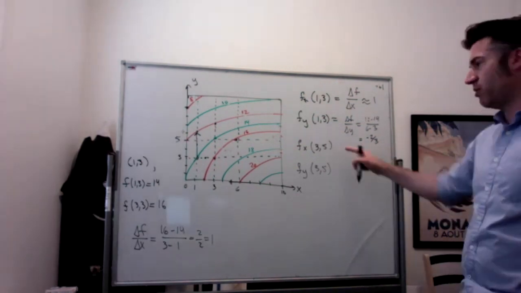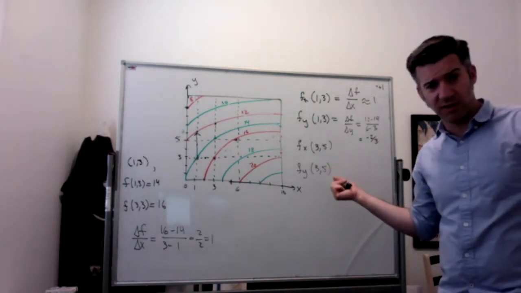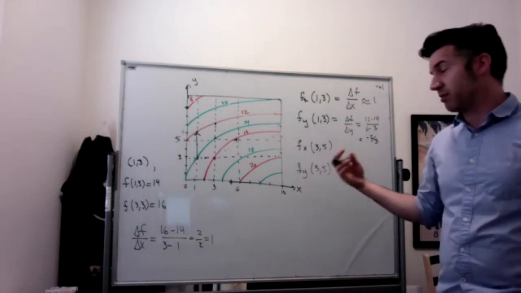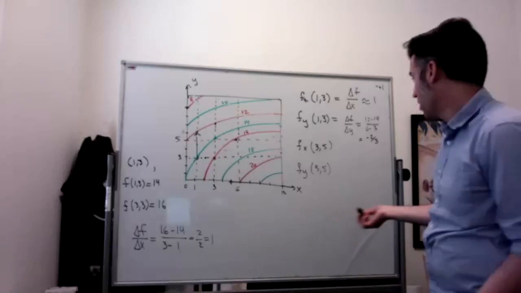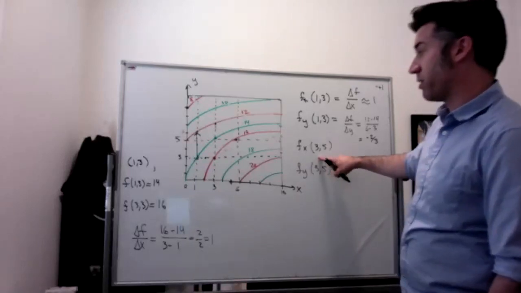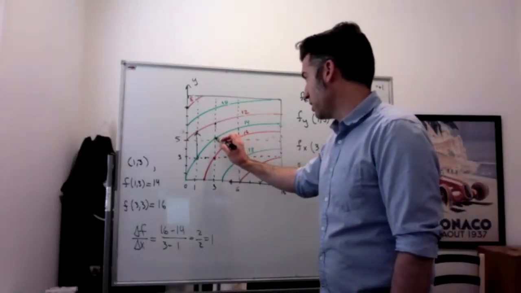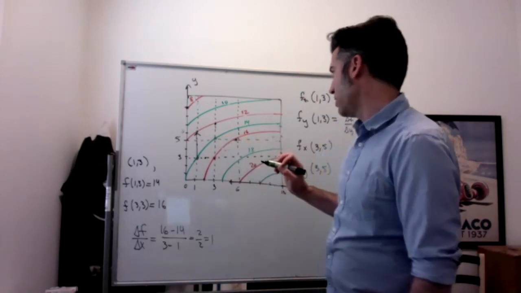Okay, let's do a couple more just to make sure. Also, he did say there was going to be something like this on your test, estimating the partial derivative using the level curve, so it's good practice. For fx at (3, 5), we're at this point here.